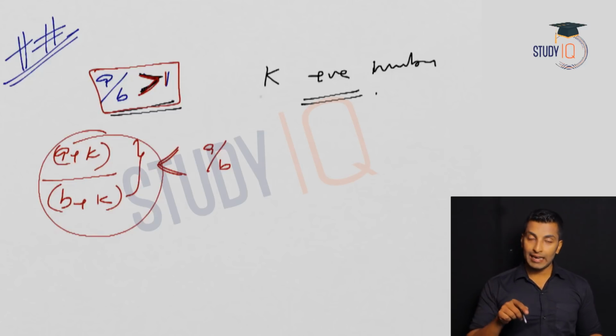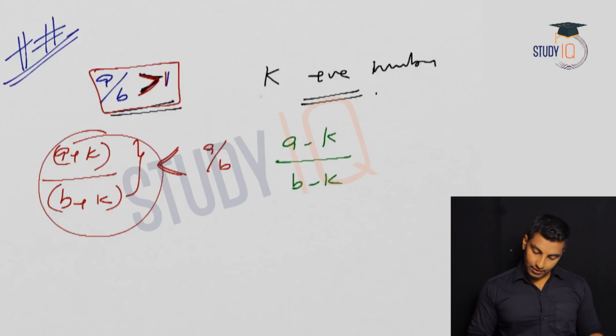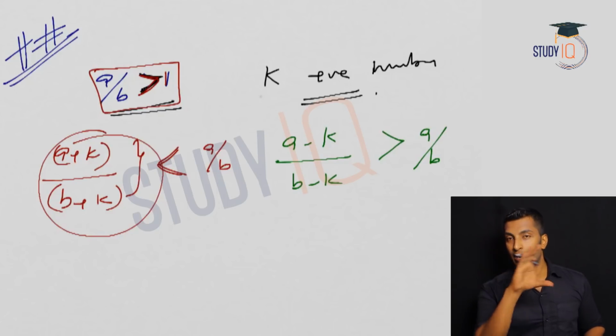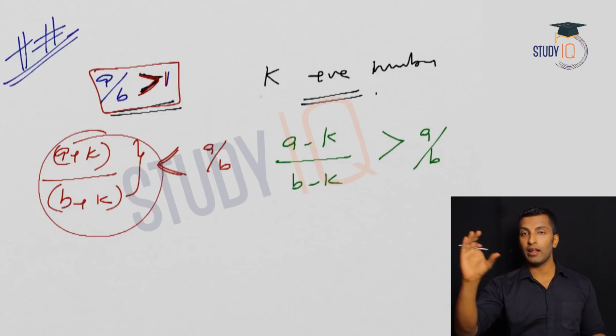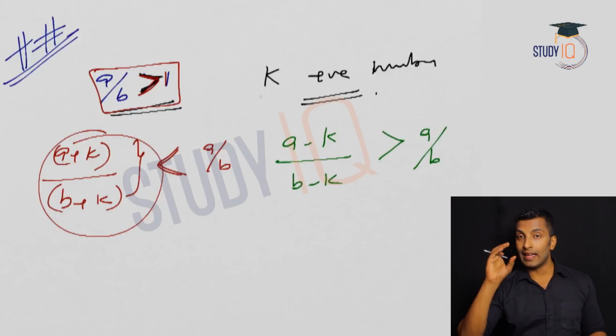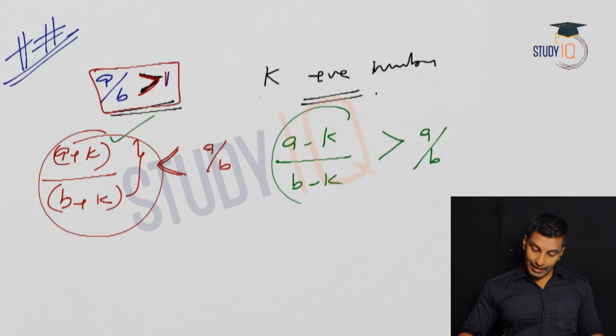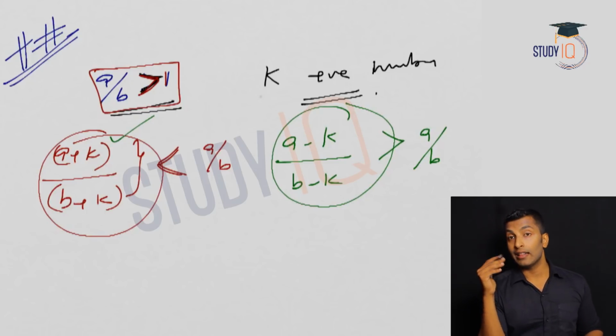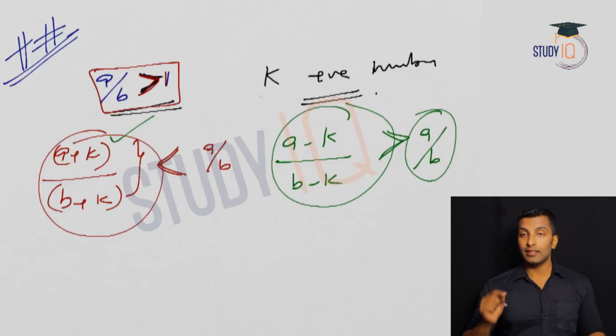Now, if you are subtracting, a minus k divided by b minus k, this value will be greater than a by b. So what is the case? The given ratio is greater than 1, and if you add any positive number to the numerator and the denominator, this ratio will always be less than the given ratio. If you subtract the positive number from the numerator and the denominator, but the number has to be the same in both, then that will always be greater than the given ratio.